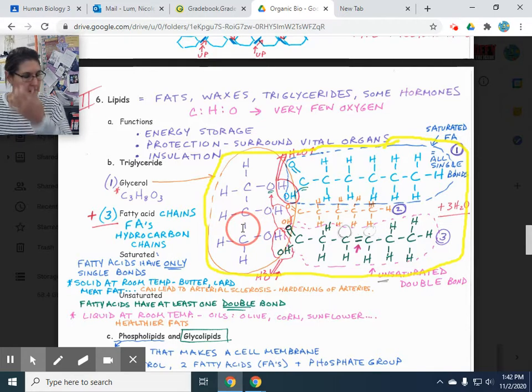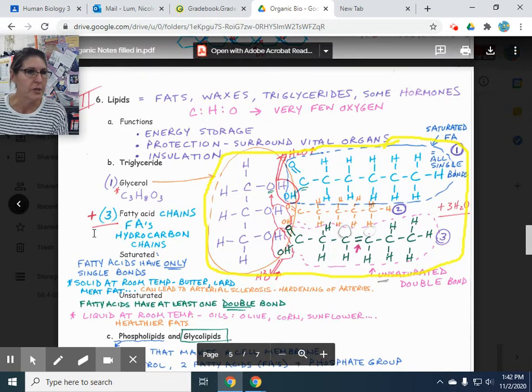Remember, it needs 2 more in the outer ring. So it will bond to hydrogen and carbon. By doing that covalent bond, it is stable. To this glycerol molecule, we want to add 3, that's where the tri comes from, fatty acid chains.